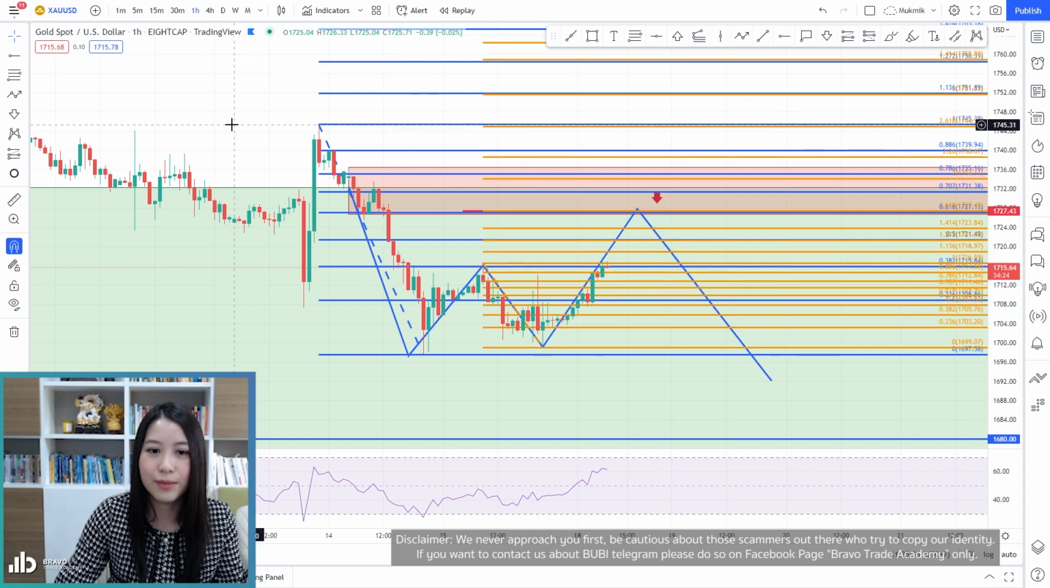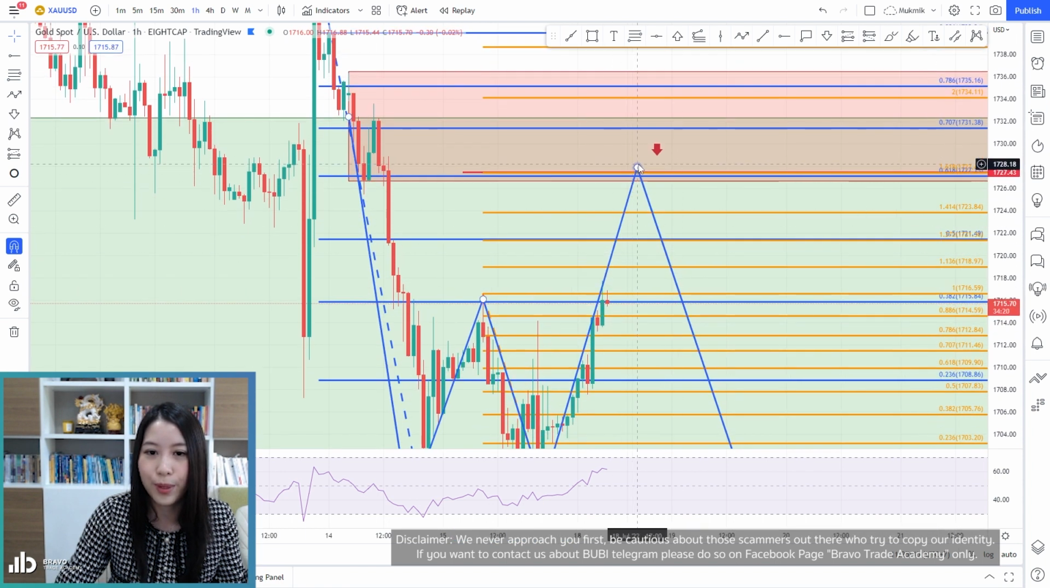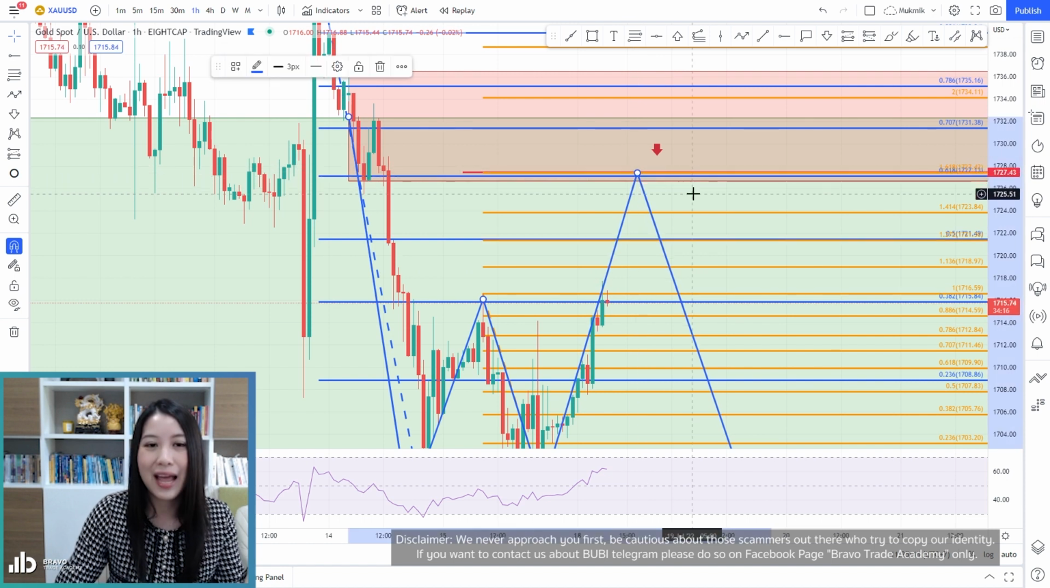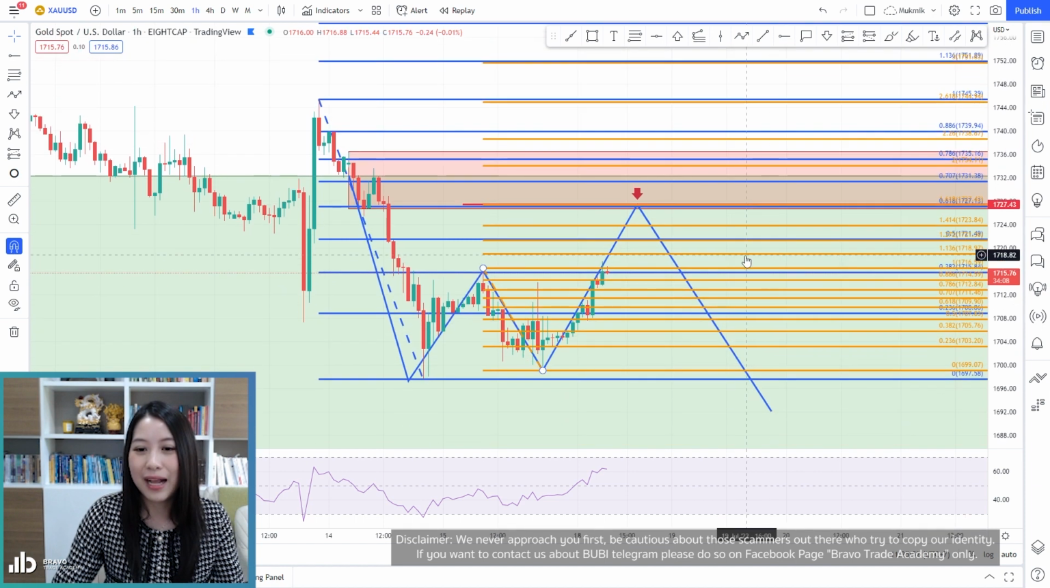extension. So let me change the color, and if you can see, that's a beautiful, beautiful Fibonacci confluence that we have here at 1727. Right, so that's our selling plan for today. But do I have a buying plan?